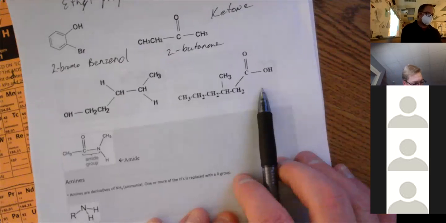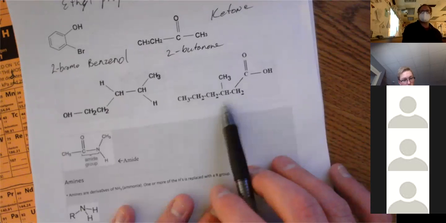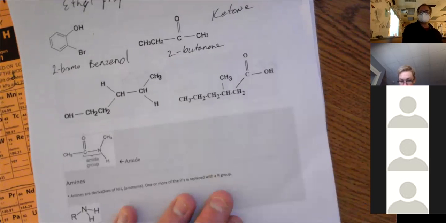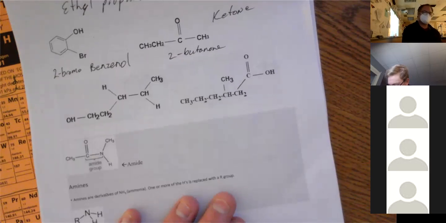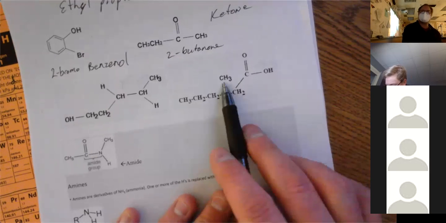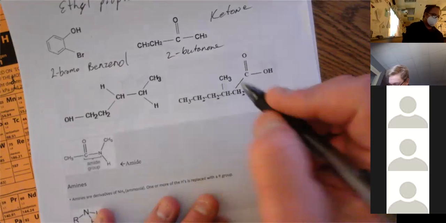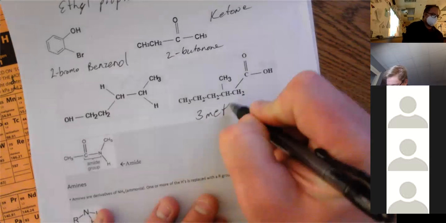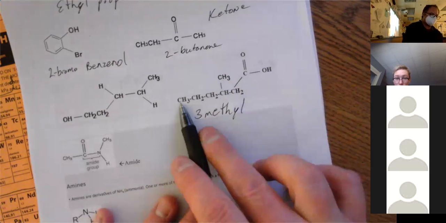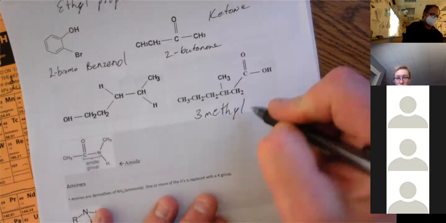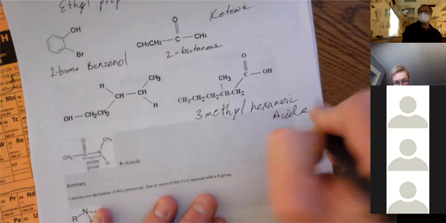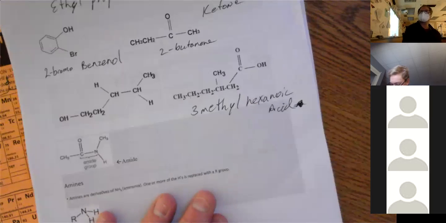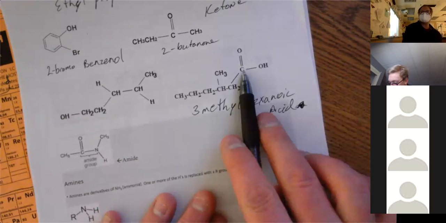Carboxylic acid. You want to go for it? Anybody? Well, let's get this out of the way. What's this guy? Like 3-methyl hexanoic acid? 3-methyl. 1, 2, 3, 4, 5, 6. Hexanoic acid. Boom. Oh, there's no E on acid. The carbon that's attached to the acid part is denoted as 1. Yep. Okay.